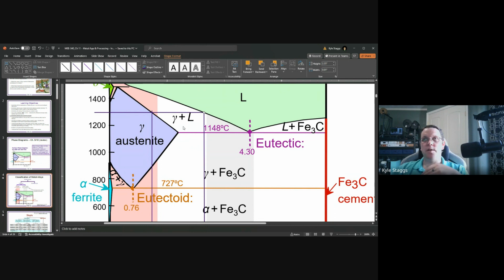So in this region, you can only have gamma, so austenite, and liquid. That's it. There is nothing else in this phase envelope. Just like inside here, there is only austenite. Over here, there is no liquid inside this phase envelope. So this is cementite and austenite. That's it. To get below where you start recrystallizing from austenite back to alpha or ferrite, you have to get below 727, period, the end.